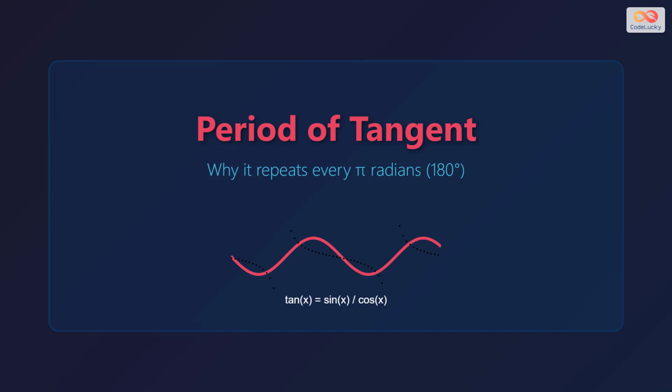Welcome. In trigonometry, we often learn that sine and cosine repeat every 360 degrees. However, the tangent function behaves differently. It repeats twice as often. In this video, we will explore exactly why the period of the tangent function is pi radians, or 180 degrees, using simple visual logic.